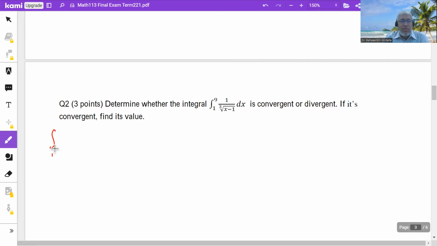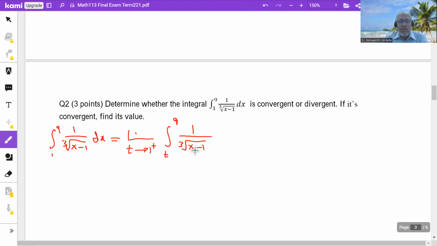So the integral from 1 to 9 of 1 over cube root of x minus 1 dx is an improper integral. And by definition, it is equal to the limit when t approaches 1 from the right, because 1 and 9, you can approach 1 from the right. I replace 1 by t, 9, and then 1 over cube root of x minus 1 dx. Well, first we need to evaluate this integral.